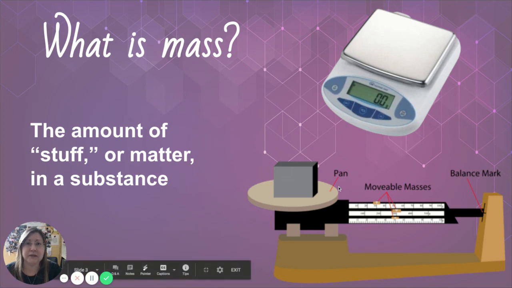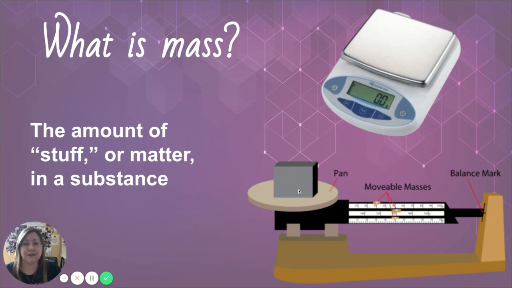It's called a triple beam balance because it has these three beams. And you move these masses, and that will help you to calculate the substance or the solid that you place on the pan over here. And we also have these digital balances, and these are the ones that we're primarily going to be using in class.